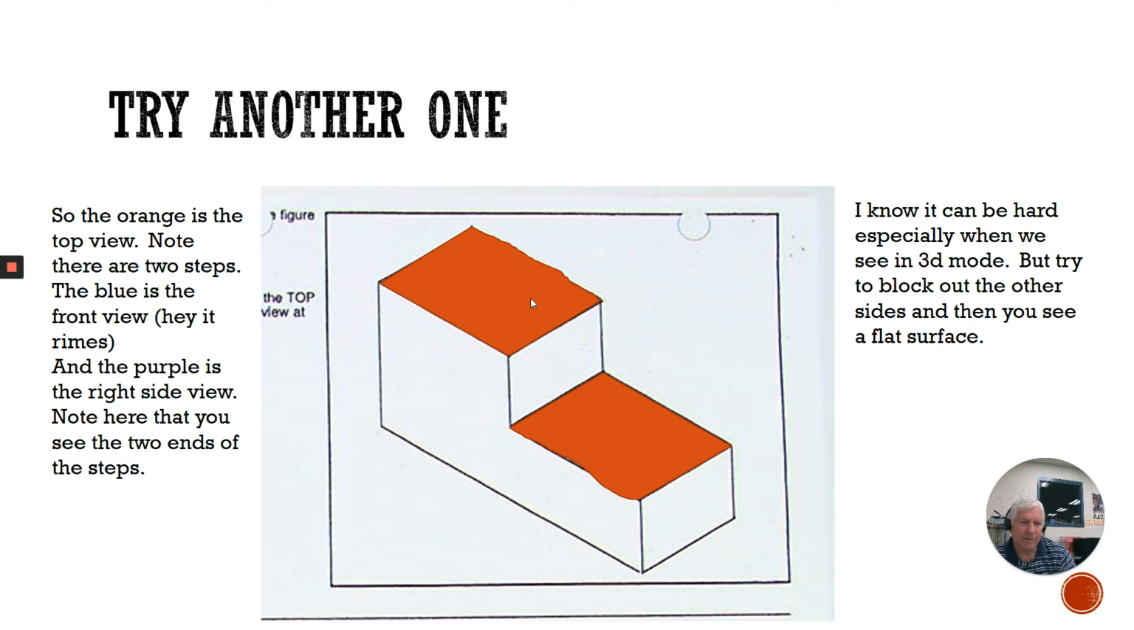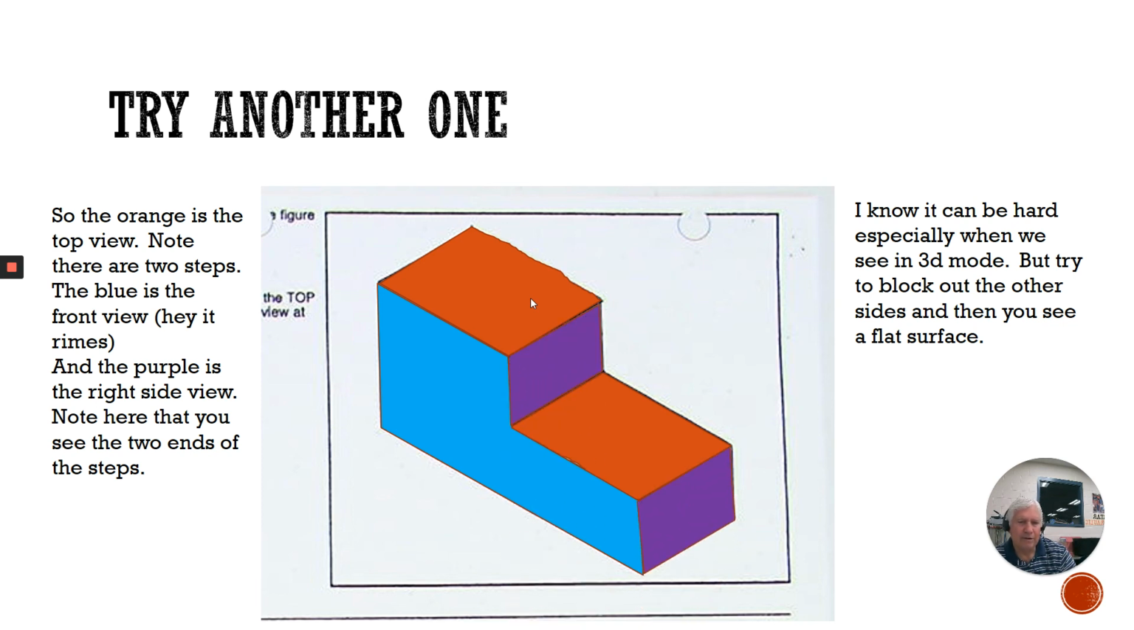All right, so where's my front view? My front view is right here. It actually shows the actual shape of it. Where's my right side view? Again, we have 2 different parts on the right side view. I do know it's especially hard when we see in 3D, but try to block out the other sides and then you see the flat surfaces.